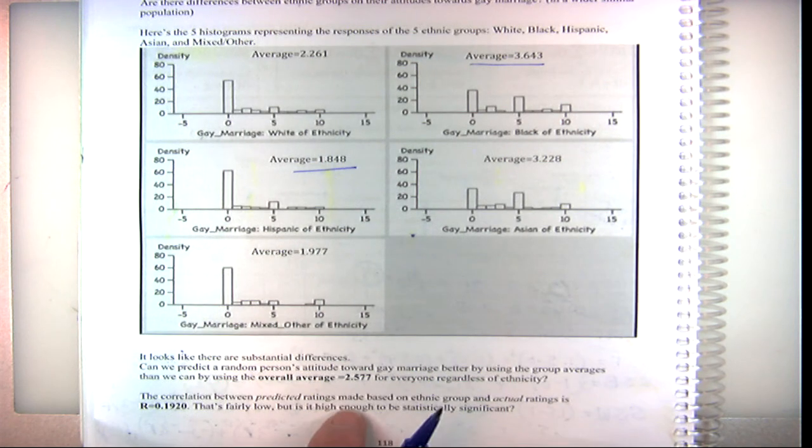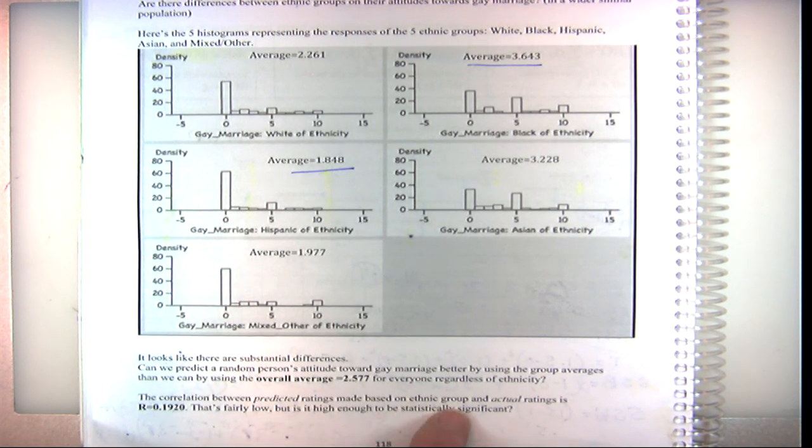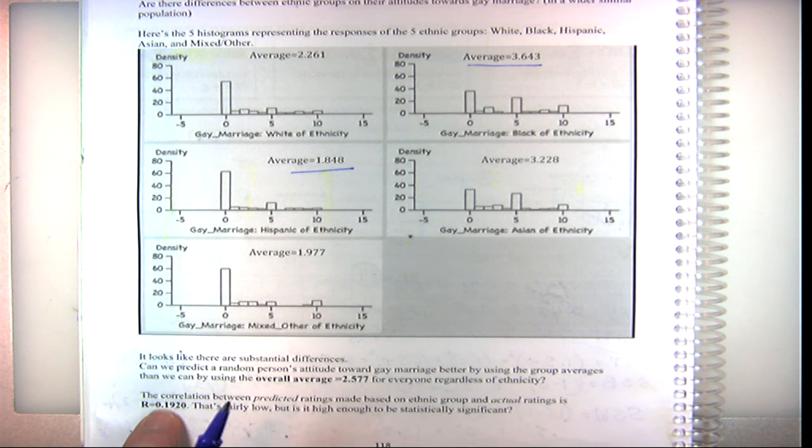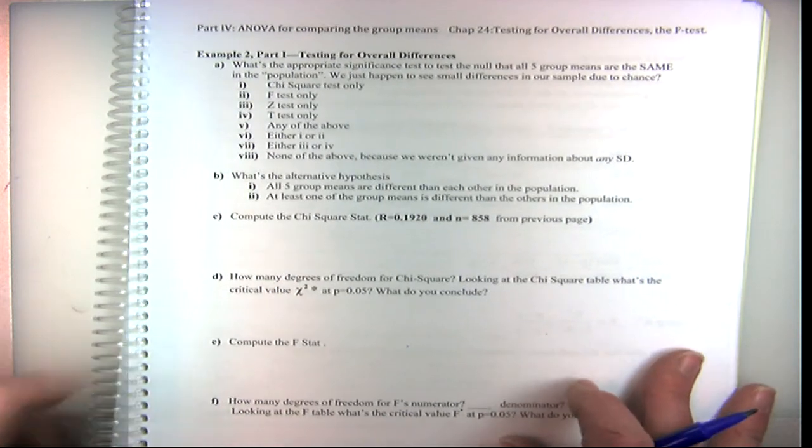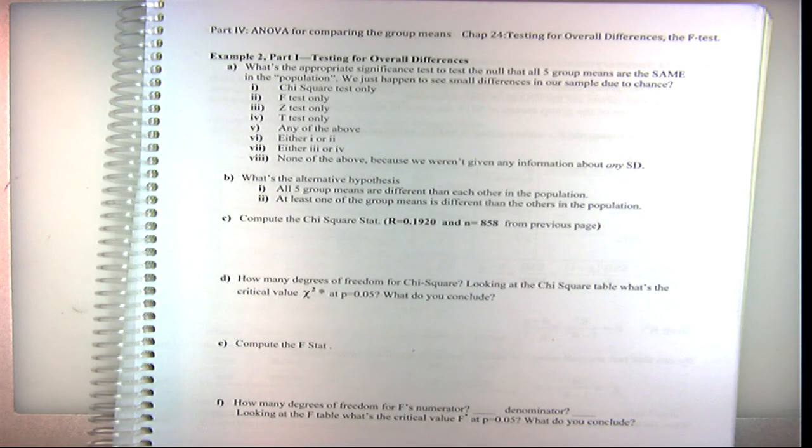And so the correlation between the predicted ratings made based on ethnic group and the actual ratings that they gave is this R, 0.1920. I think ours was bigger for this class. That looks fairly low, but is it big enough to be significant? So that's all we're doing. So let's just look at this. We're testing the overall. We're not looking at pairwise comparisons. We're just looking at the overall.